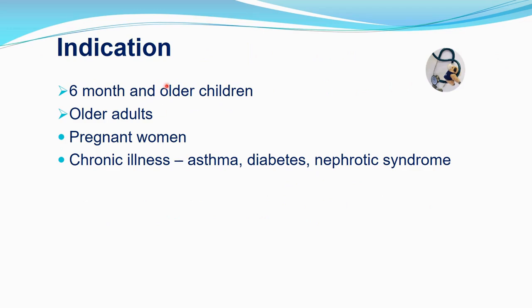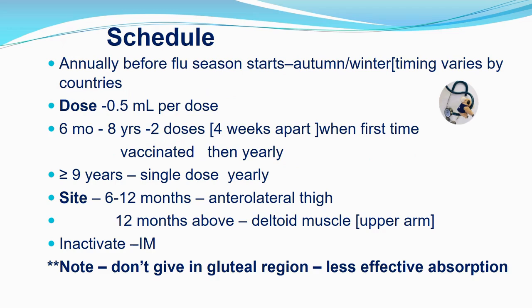The recommendation is for children 6 months and older, elderly adults, pregnant women, and people having chronic illnesses like asthma, diabetes, nephrotic syndrome, chronic kidney disease. In all these conditions it is recommended. This vaccine is given annually before the flu season starts. Usually flu season is autumn or winter, but the timing varies by country.